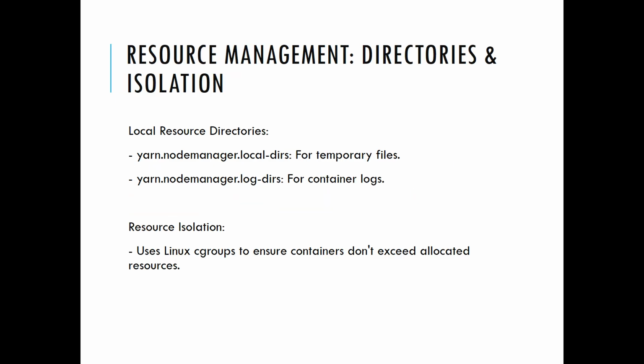For resource management, the NodeManager uses two key types of directories. The local dirs are for temporary files during application execution. The log dirs store the standard output and error logs for all containers. To enforce resource limits, the NodeManager uses Linux control groups, or cgroups, which ensure that a container cannot exceed its allocated amount of CPU and memory, providing strict isolation.